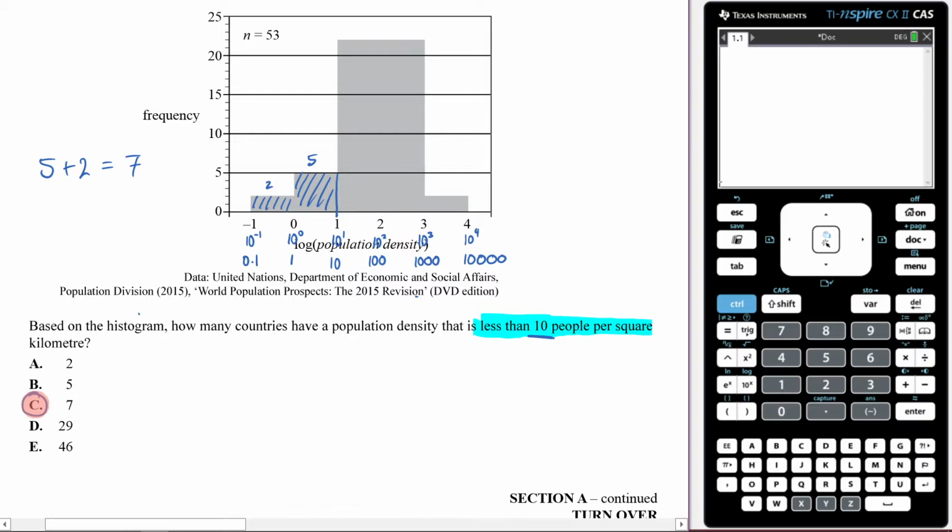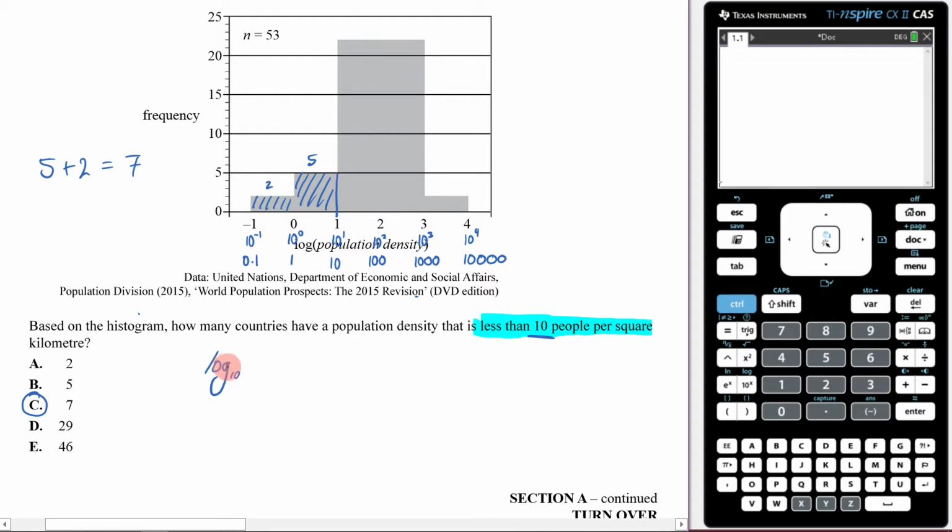Another way to think this through is to go, all right, I'm dealing with the log of the population density. So I could say, all right, I've got log. Now, remember, it's always to the base 10. They haven't written base 10 because it's assumed. Your calculator will also assume that you've got a base of 10.